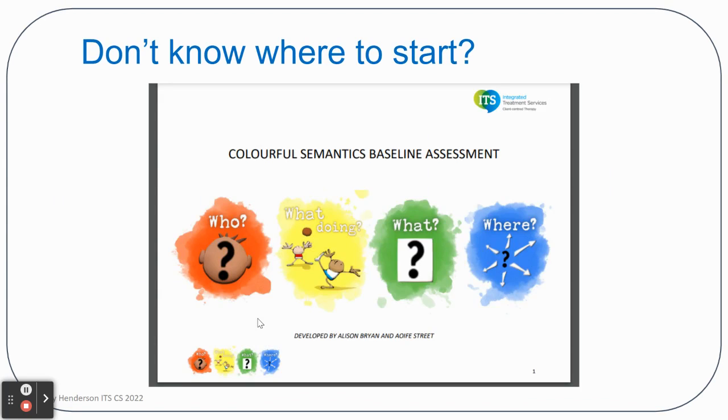So that's what the Colourful Semantics Baseline Assessment is for. We've identified the child that needs a little bit more support with their language. We've maybe taken a language sample, so we've got some example sentences that they're using. But we want a little bit more structure to that and a little bit more guidance around how to build their language. So we can use this assessment with them.